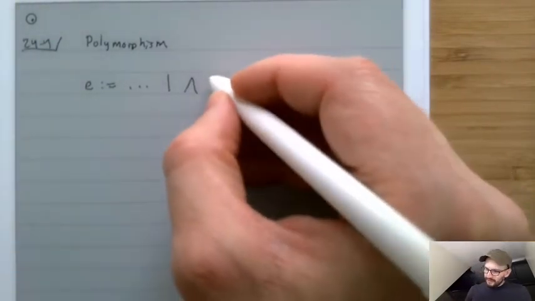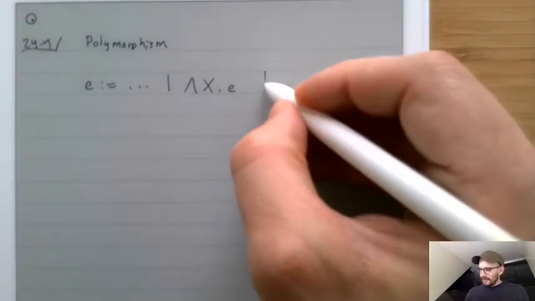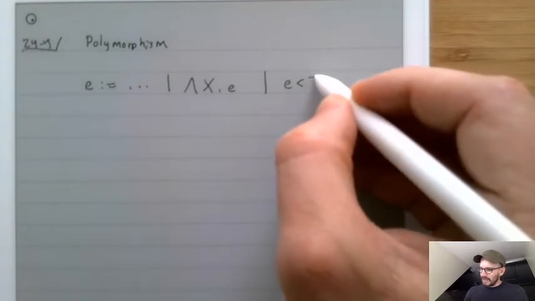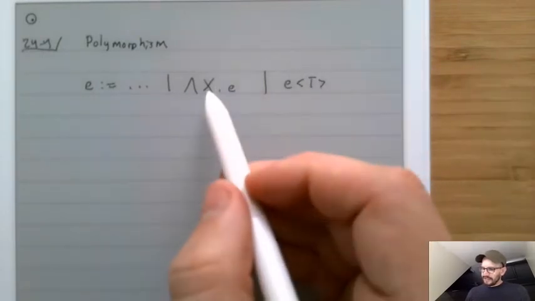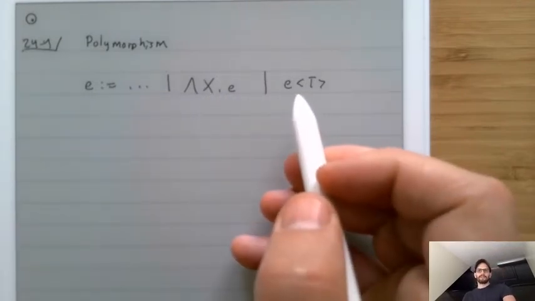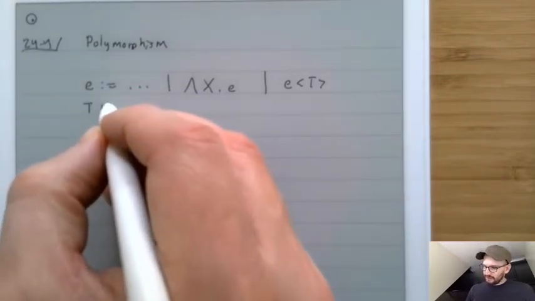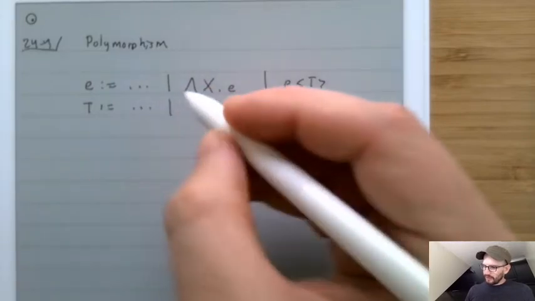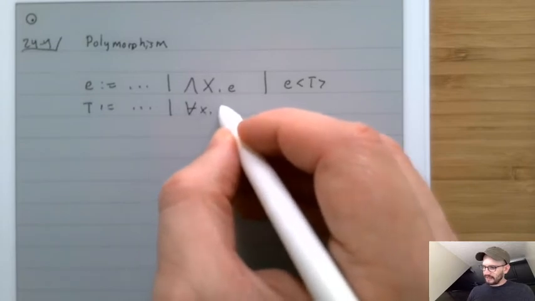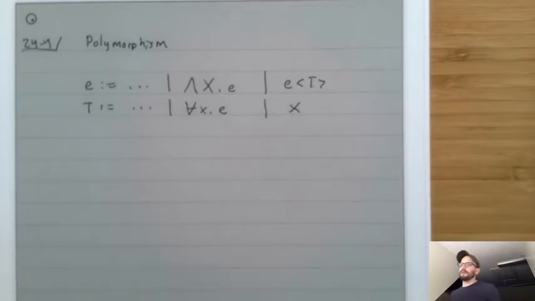And we give it a type variable x and then an expression. And then we can take one of those things and we can take an expression and we can apply a type to it. So this is like a function, but it's a function at the type level. And this is like a function application, but at the type level. And then we extend the set of types to include a new kind of type that's called for all x e. And then we also have a new kind of type, which is a type variable.